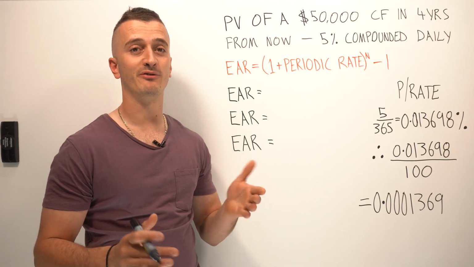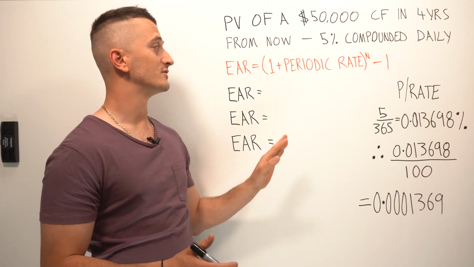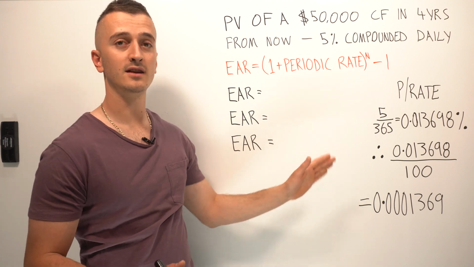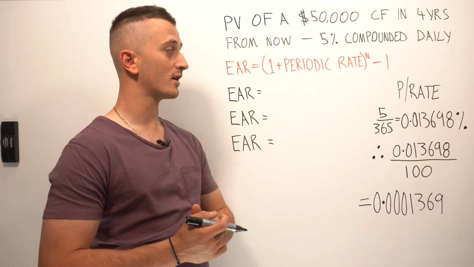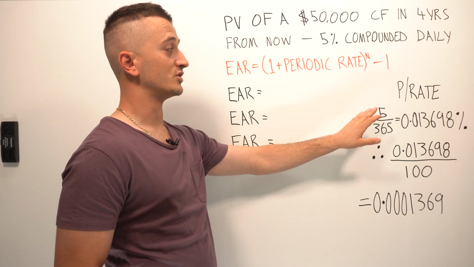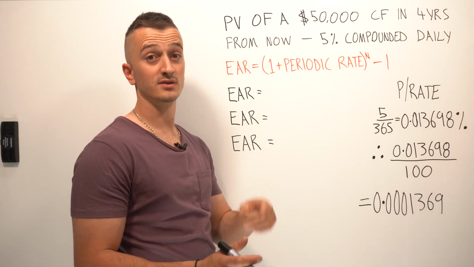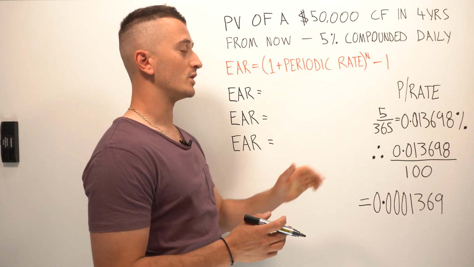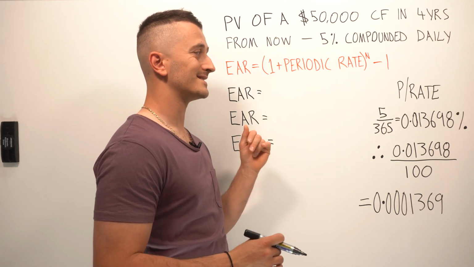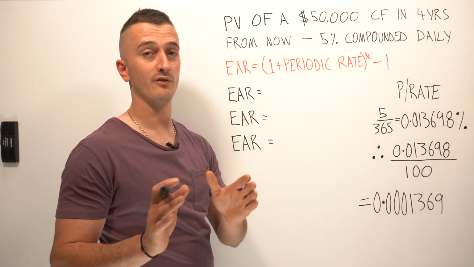So first things first, before going to find the present value, we need to compute the EAR, and to do this we need our periodic rate, which I've actually just worked out for you to the side to make things a little bit quicker. So what you need to do is divide your interest rate, which is 5%, by the 365 compounding periods in the 1 year, which will give you a percentage of 0.013698. Sorry, I should clarify that.